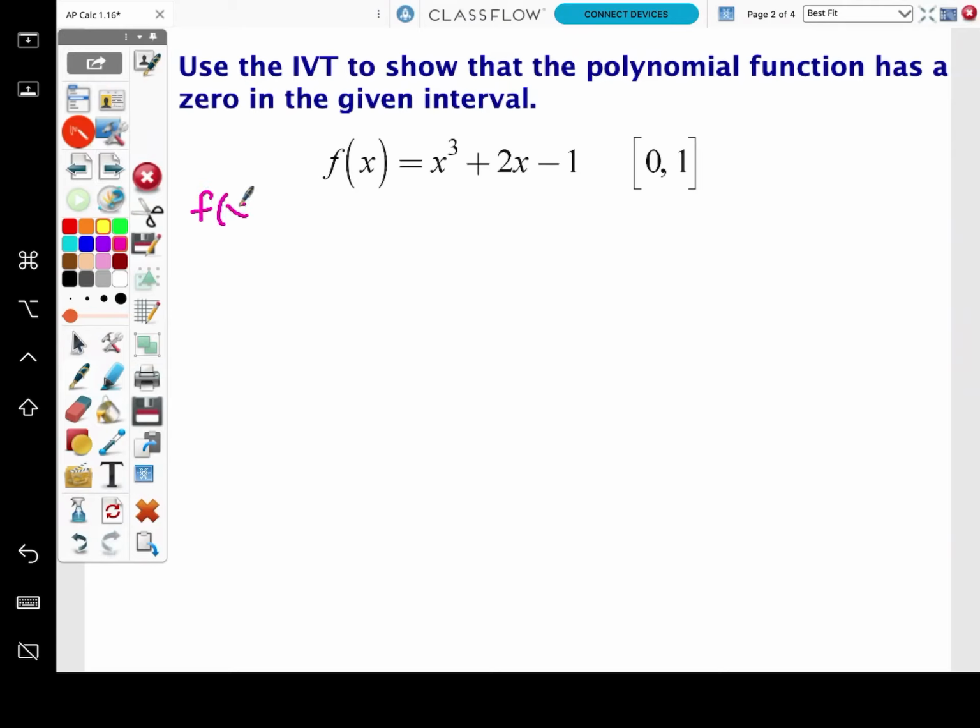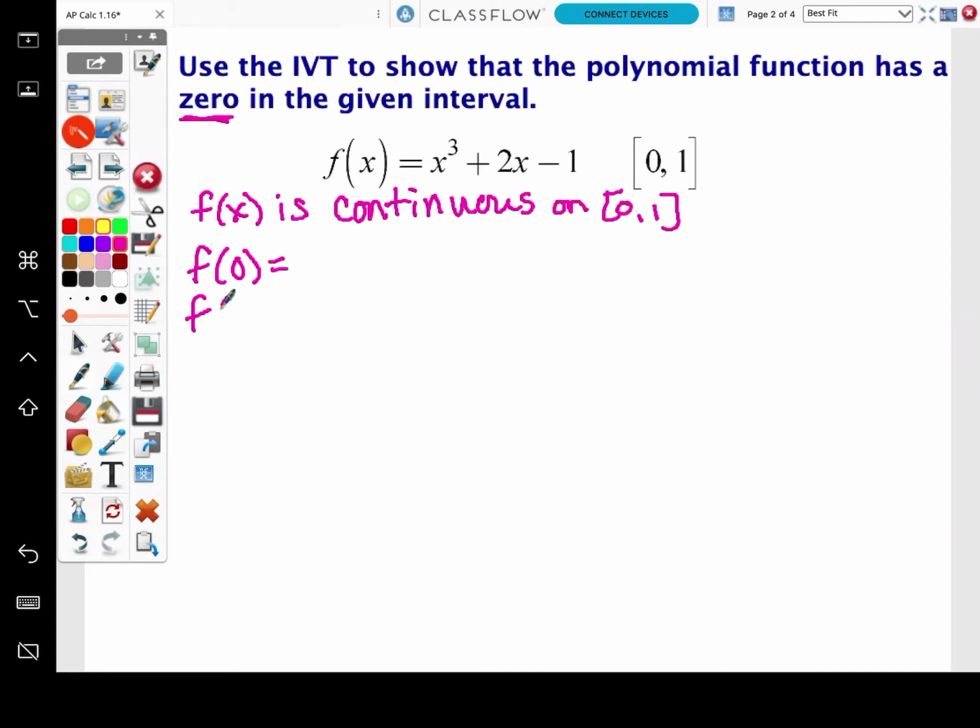So here, use the IVT to show that the polynomial has a 0 in the given interval. Because it's a polynomial, we know that f(x) is continuous. And that is an important condition of the IVT, so we're going to make sure we write that down. So f(x) is continuous on our interval here because polynomials are always continuous. If you're using the intermediate value theorem, you have to state that.